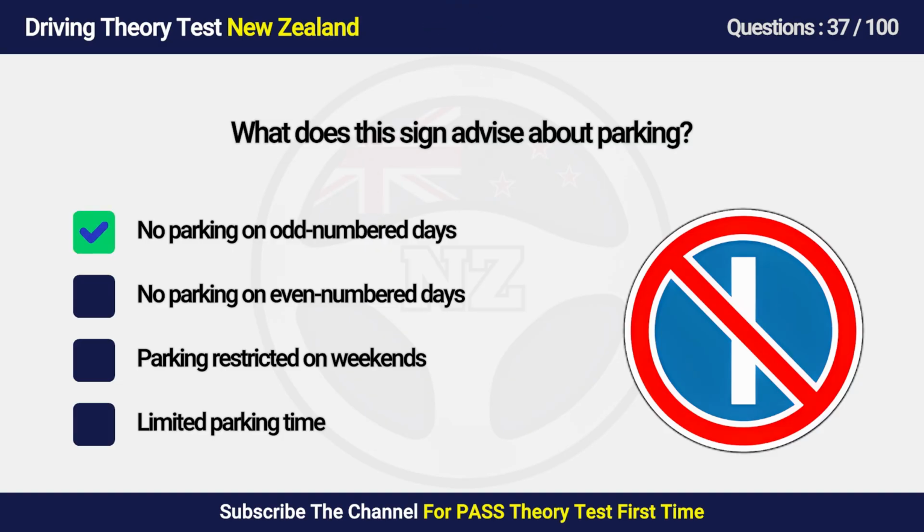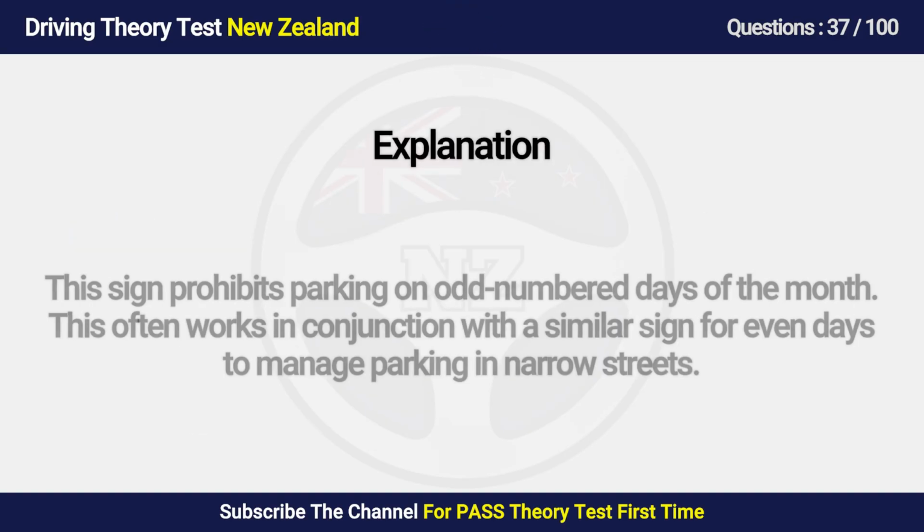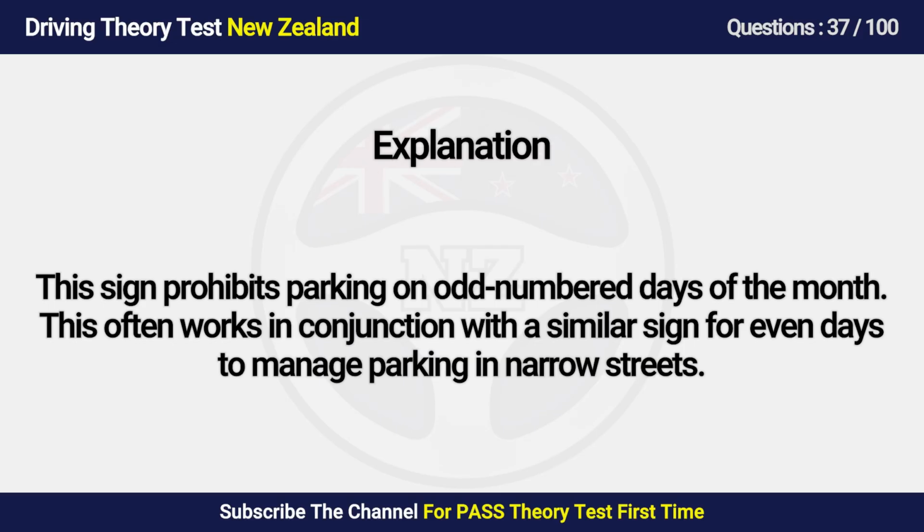Answer is A. No parking on odd days. This sign prohibits parking on odd days of the month. This often works in conjunction with a similar sign for even days to manage parking in narrow streets.